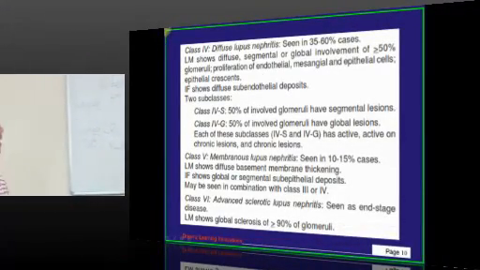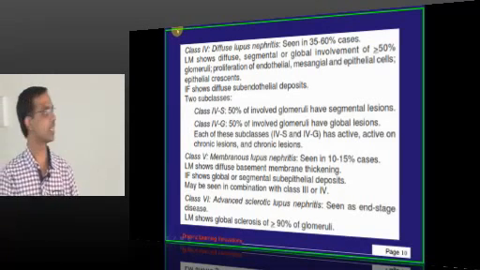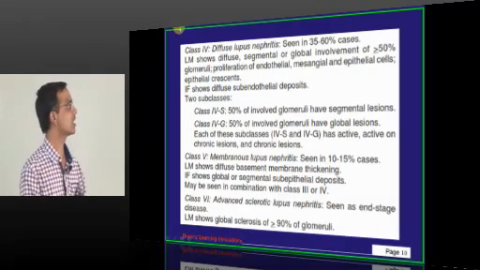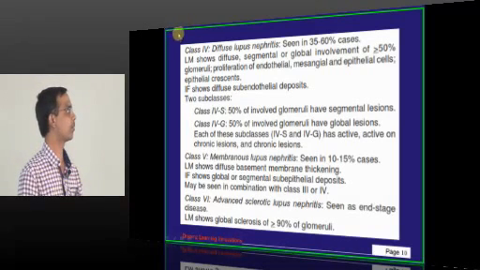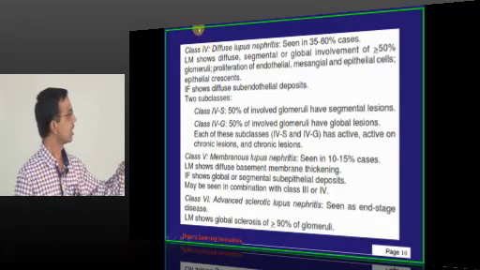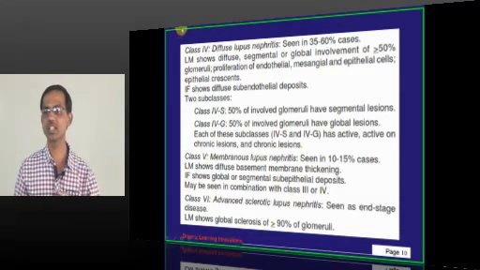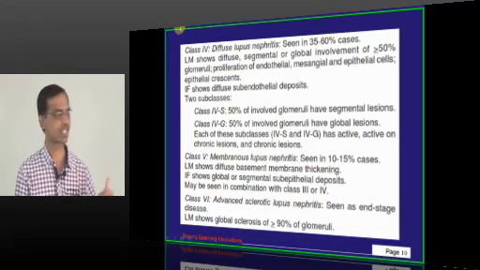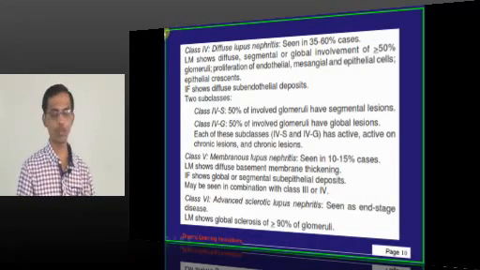Clear? Okay. Type 5 is membranous. That is, there is membranous thickening seen in 10 to 15% of patients. There are subepithelial deposits. There can be background class 3 or class 4 changes. Class 6 is advanced sclerotic, end stage SLE, end stage lupus nephritis. That is class 6, where there is global sclerosis.